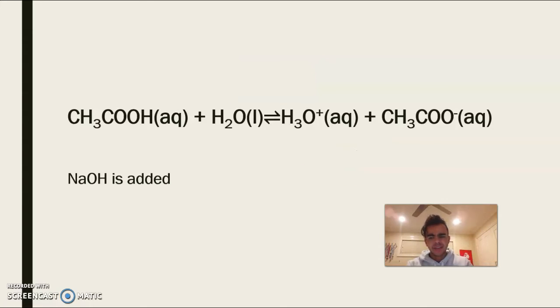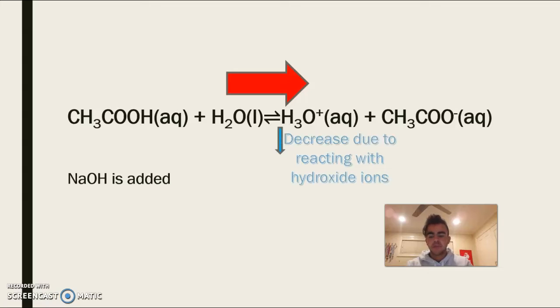Though when you add a base to the same buffer solution, it will instead shift the equilibrium to the right. This is due to the fact that the hydrogen ions react with the hydroxide ions from the base, meaning there is a decrease in hydrogen or hydronium ions, and therefore a decrease in products for the reaction. So to compensate for this reduction, the equilibrium shifts to the right so there can be more products formed. This movement then re-establishes equilibrium in the reaction.